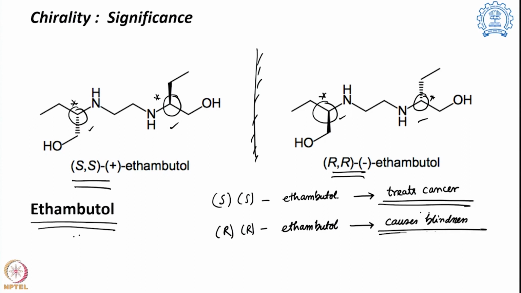So, again we have to be very careful about which of them we are actually consuming. If it is the SS form, it is the drug; if it is the RR form, it is going to be toxic to our system. So, that we have to be careful of.